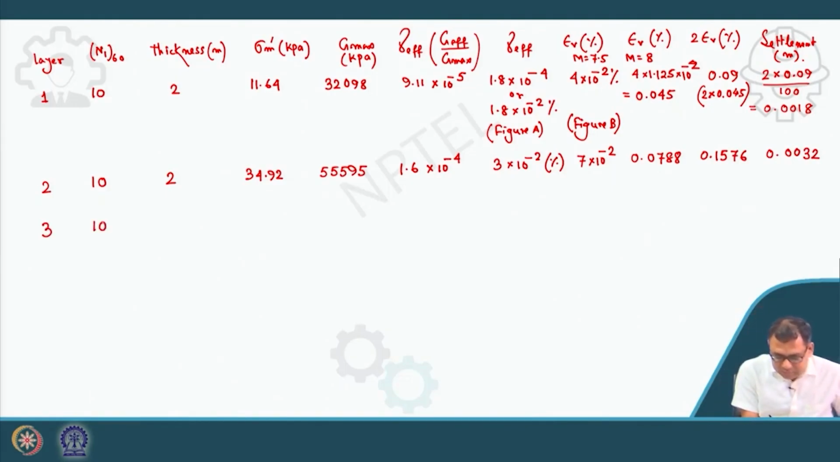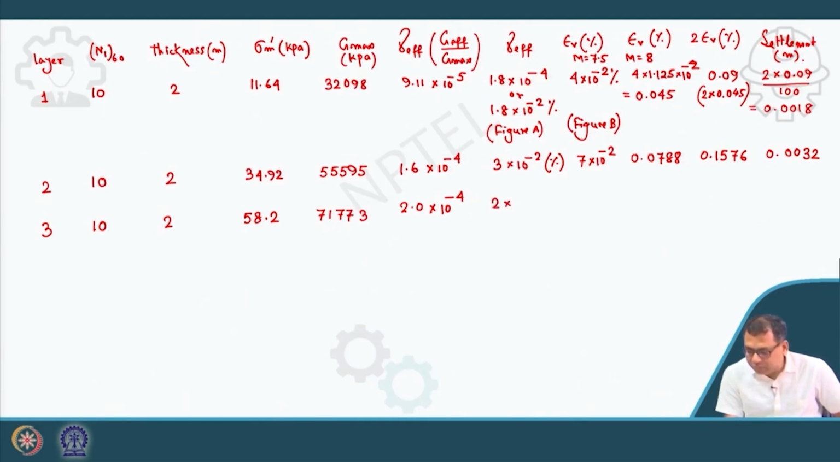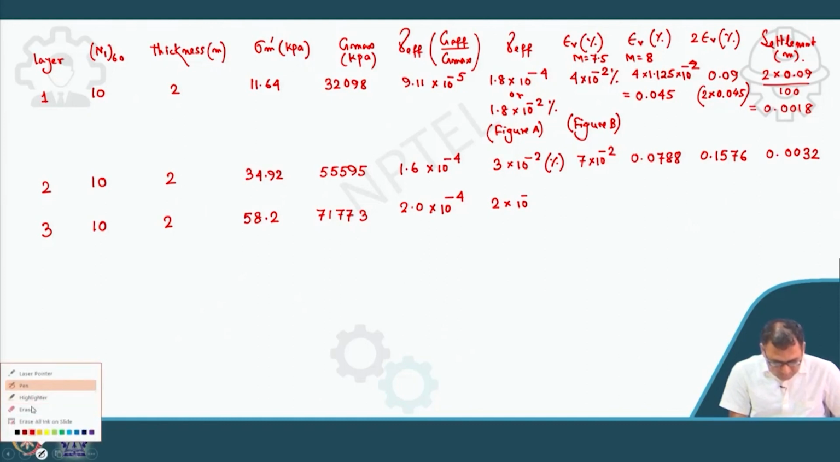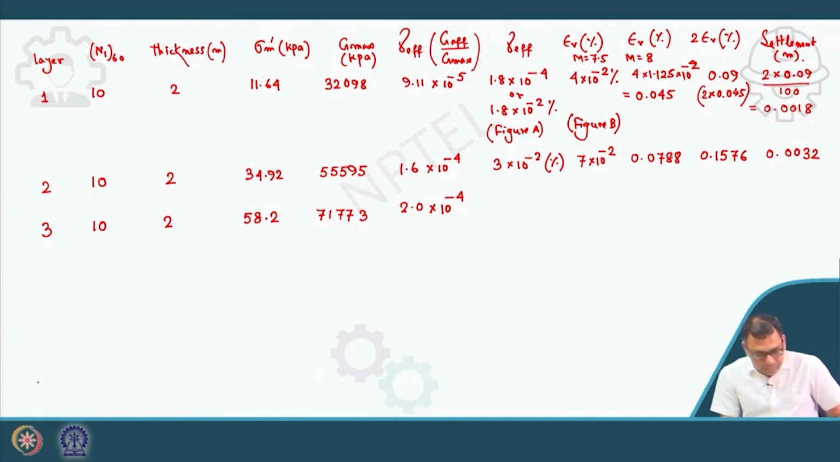Similarly, for layer 3, this is 10, this is 2, sigma m bar is 58.2, then G max is 6771773, then this term is 2 into 10 to the power minus 4, then the effective strain will be 3.5 into 10 to the power minus 2 in percentage, and this volumetric strain is 8 into 10 to the power minus 2, and if I multiply I will get 0.09. From there I will get 0.18.